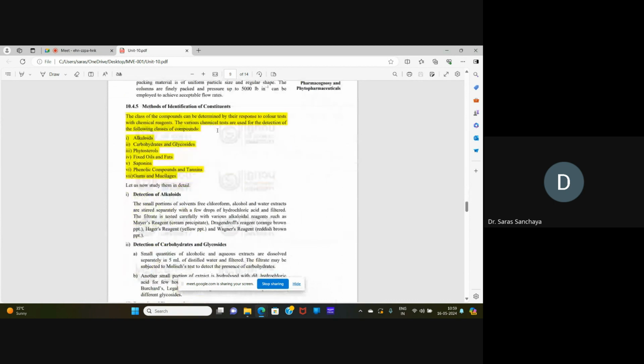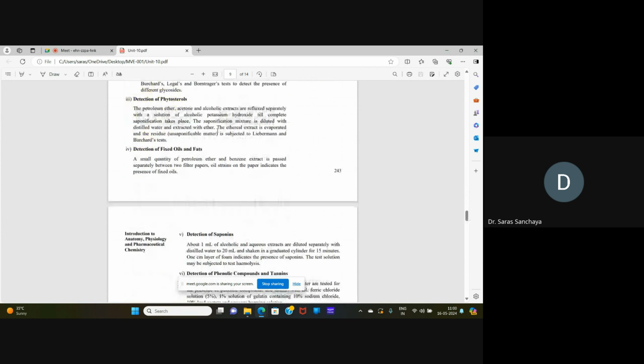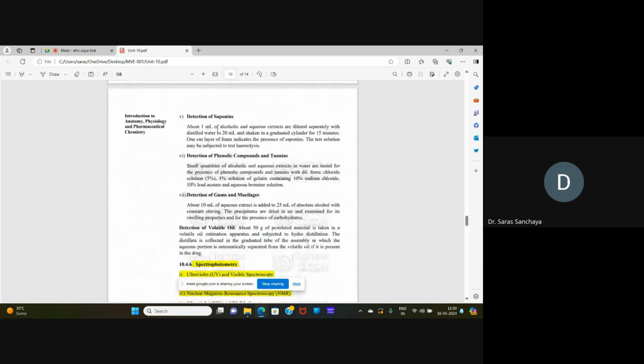Now, methods of identification of constituents. The class of compounds can be determined by their response to color tests with chemical reagents. The various chemical tests are used for the detection of the following classes of compounds, which we discussed in the previous slide also: alkaloids, carbohydrates, glycosides, phytosterols, fixed oils and fats, saponins, phenolic compounds, tannins, gums, mucilages, and further. So detection of various compounds is also necessary.